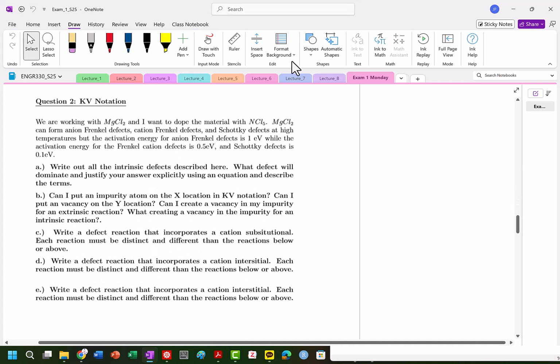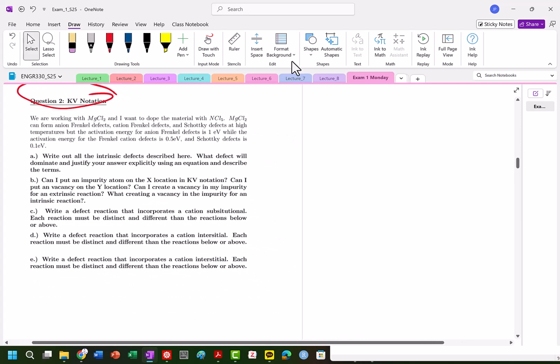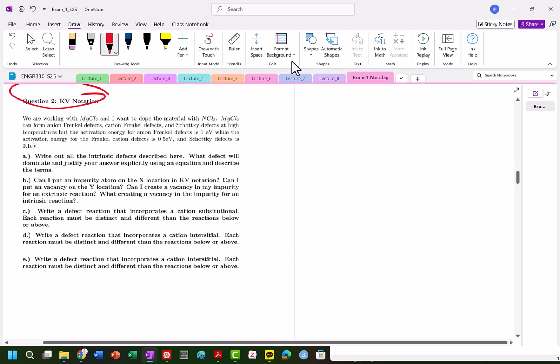All right, and we are back, and we are going to be going through our exam question 2. So, Kröger-Vink notation. Working with MgCl2, we want to dope the material with this. Frenkel defects, Schottky defects. Frenkel defects is this. Schottky defects is 0.1, so that means that is our dominant reaction here because it has the lowest enthalpy of formation. Write out all the intrinsic defects, so we're working with that.